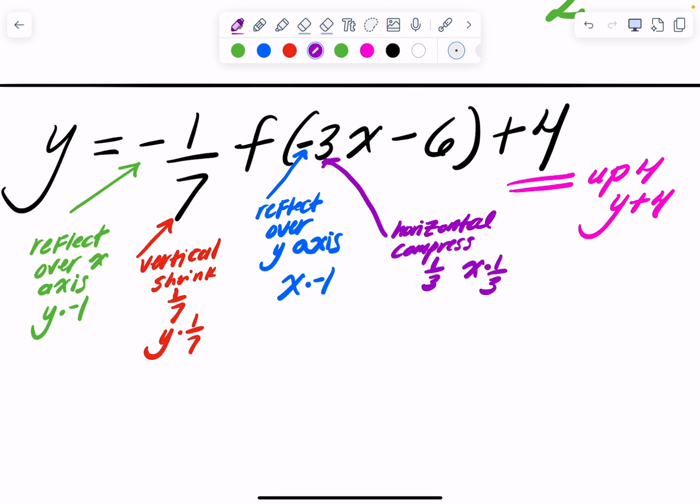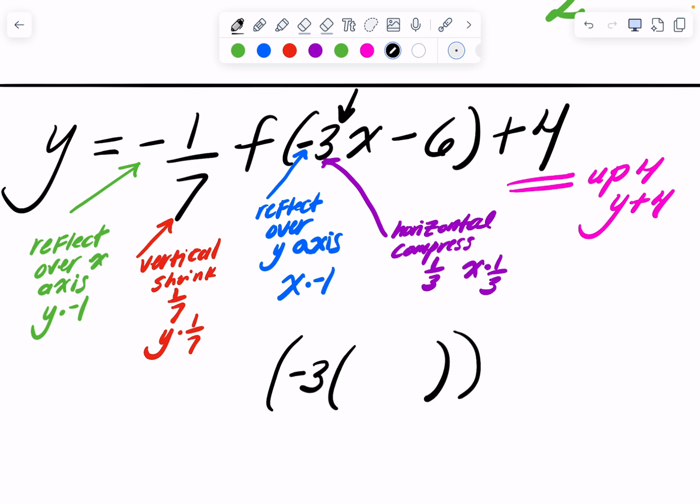And then before I do the shift left and right, I've got to go down here and say, oh, I need this leading term to be +1. So I'm going to factor out -3 just for a moment. So then if I divide by -3, divide by -3, won't it now be x plus 2?